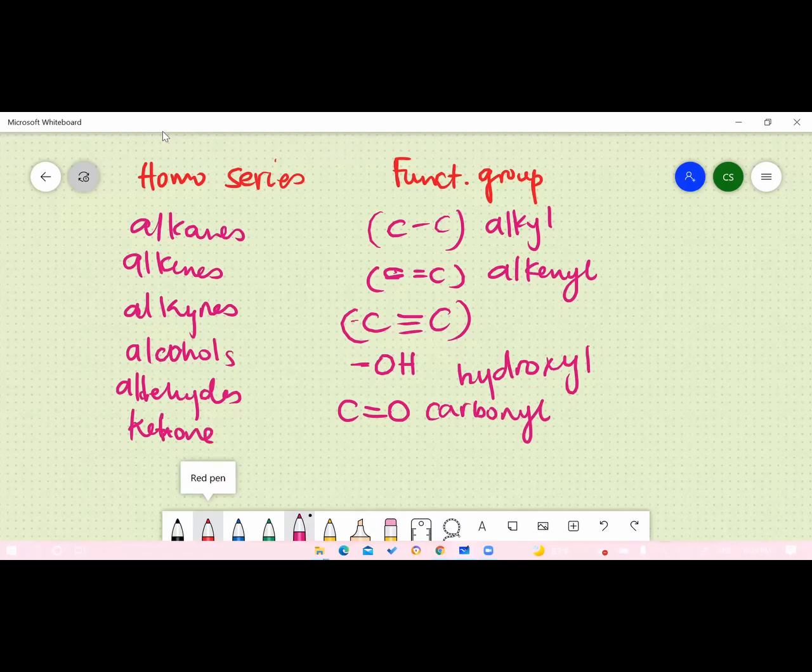Now, the difference between aldehydes and ketones is that aldehydes, along with the carbonyl group, have a hydrogen atom attached to it, while ketones only have the carbonyl group, right?